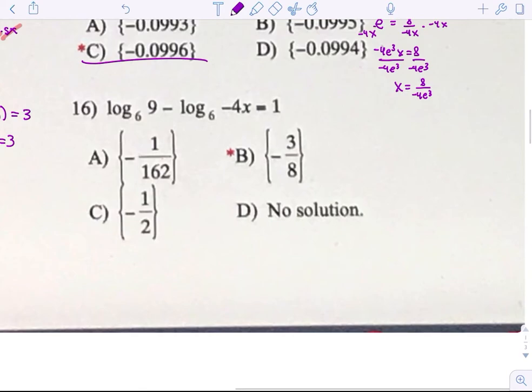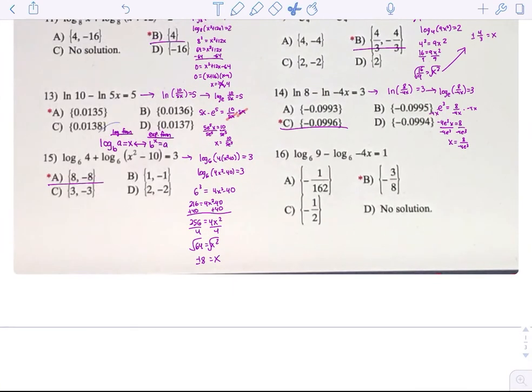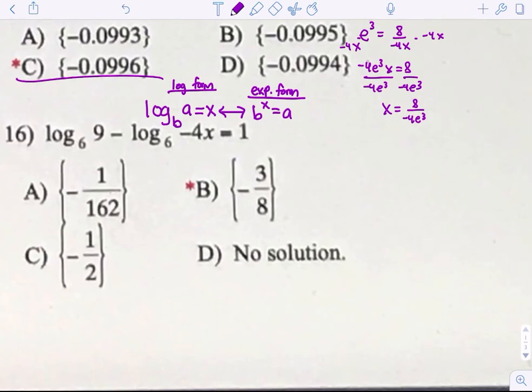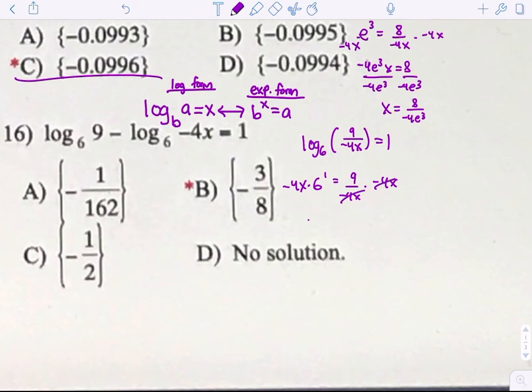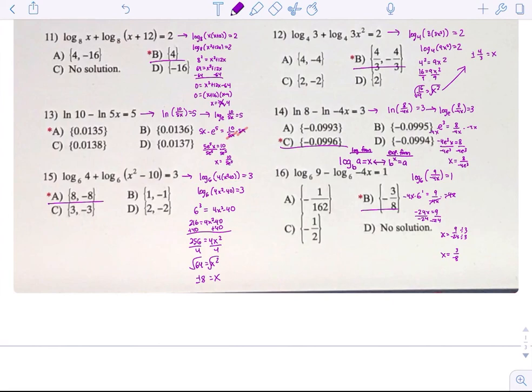Alright, lastly, 16. Well, I've dragged it for this long, I might as well just drag it for the last one. Okay, a log and a minus sign, which is the quotient rule. So log base 6 of 9 divided by negative 4x is equal to 1. So this is log form, make it into exponential. So 6 to the 1st is equal to 9 over negative 4x. Multiply both sides by negative 4x. These cancel, so you are going to get negative 24x equals 9. Divide both by negative 24. x is equal to 9 over negative 24. Divide top and bottom by 3. x is equal to 3 over negative 8, which is B. Alright, there you have it.